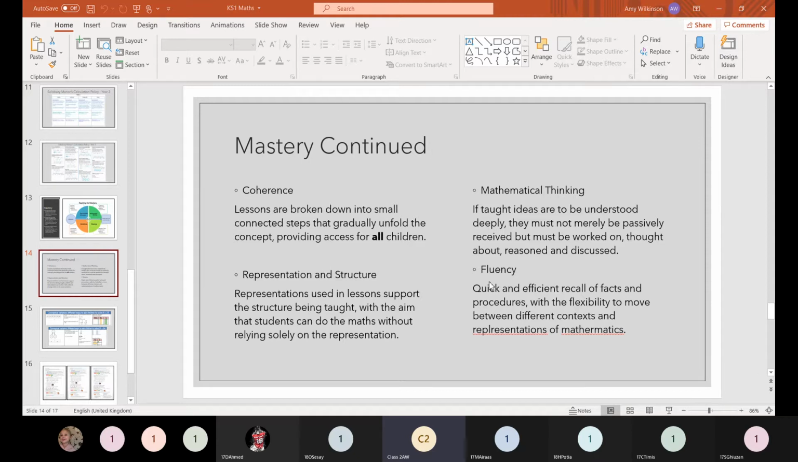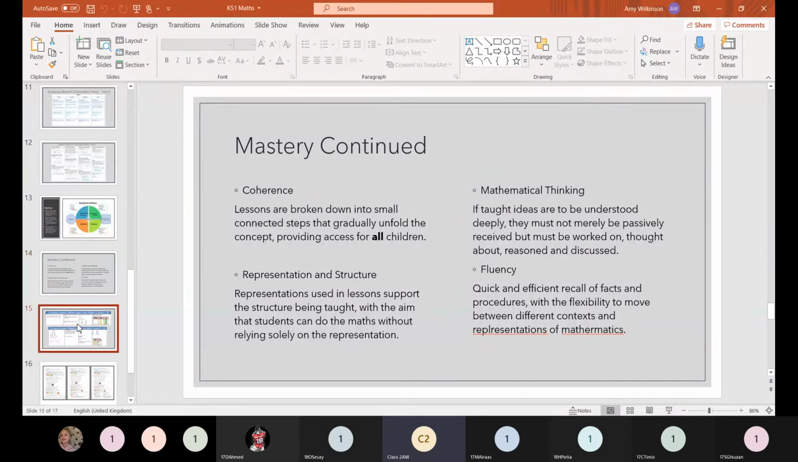The 4th area of mastery is fluency, and this is quick and efficient recall of facts and procedures with the flexibility to move between different contexts and representations. There's a couple of typos there.